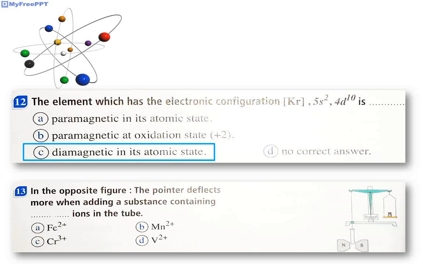So here we have what the element will be in the tube. Do you think iron 2, manganese plus 2, chromium plus 3, or vanadium plus 2? Do you think manganese plus 2 is the substance that has a high magnetic moment, so it will deflect more when adding manganese oxidation state plus 2?